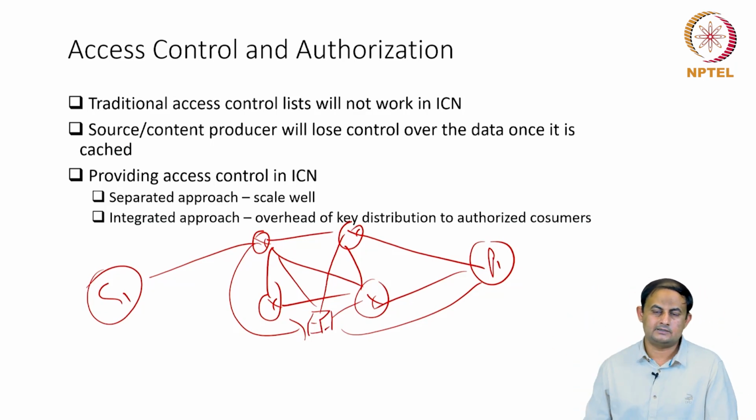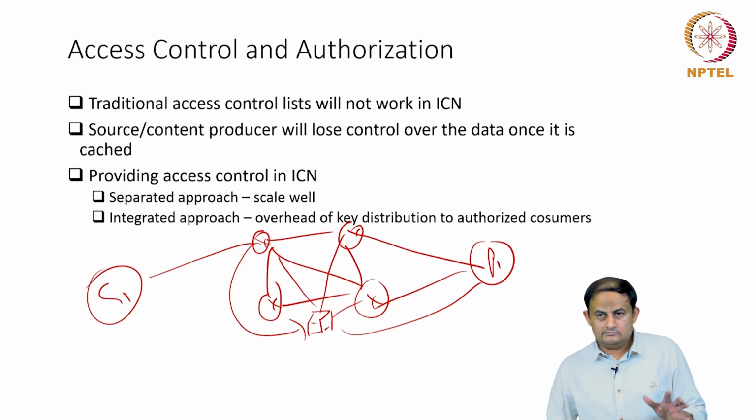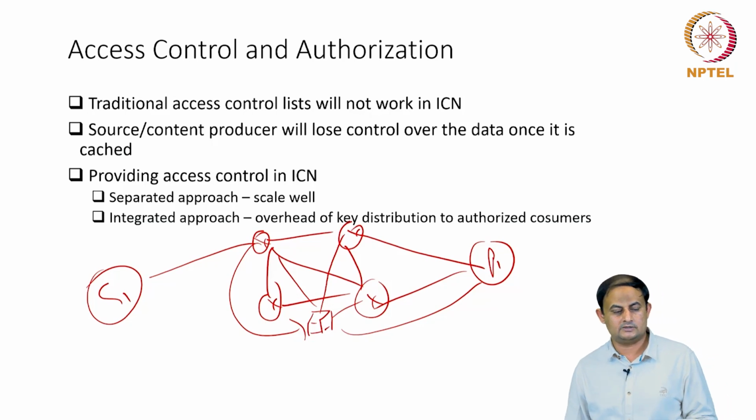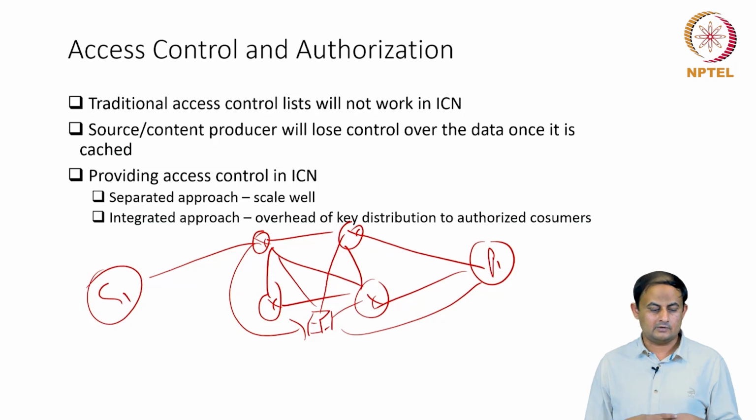Also, it comes with the implicit assumption that wherever the content gets cached in the network, this service is able to keep track of all those changes that are happening dynamically in the network. So that is one way of bringing the notion of access control and authorization.